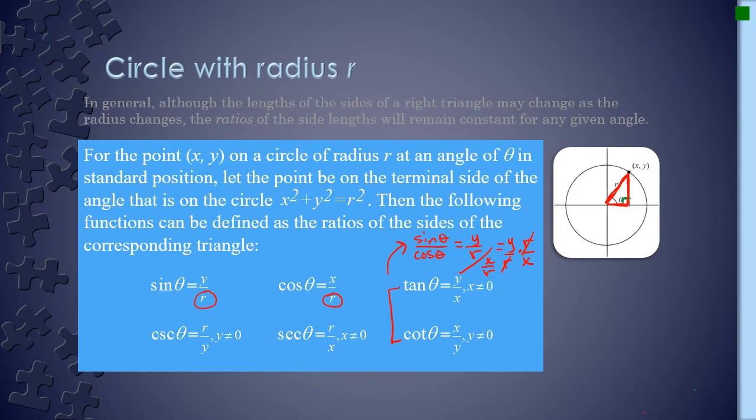Going back to sine and cosine, if sine has changed, so has cosecant, and if cosine has changed, so has secant.